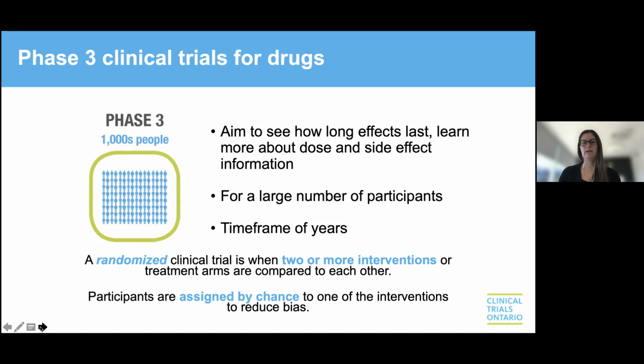So here we're looking at how long do the effects of the drug last. We continue to learn about dose and side effect information, as I mentioned before. And here we're generally looking at thousands of people and a much longer time frame. And after phase 3 studies, if the investigator or sponsor wish to and things look successful, they can provide a data package and apply to Health Canada for the drug, in this case, to be available widely and marketed widely to the Canadian public.